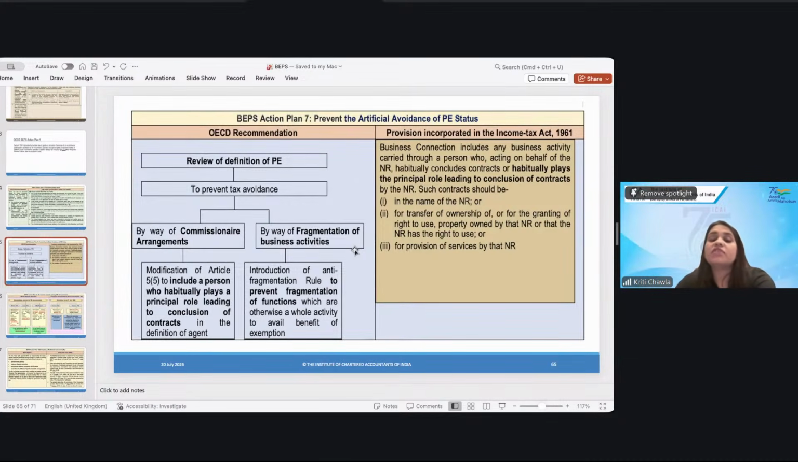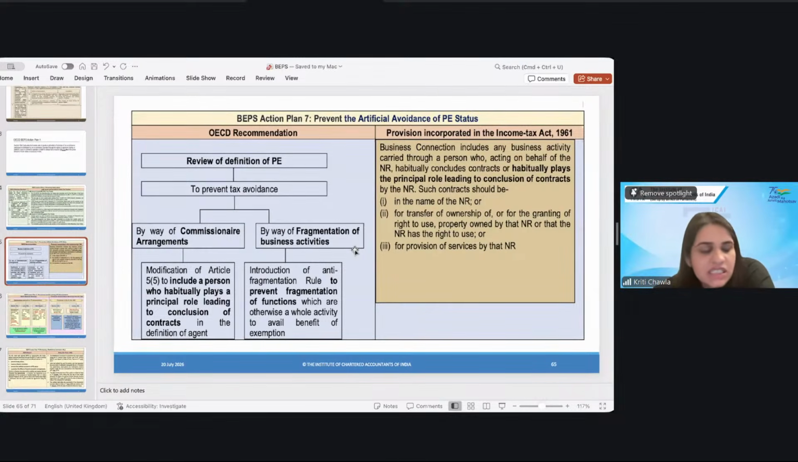And then they said that, by way of fragmentation of business activities, you should include an anti-fragmentation rule to prevent fragmentation of functions, which otherwise allows a whole activity to avail the benefit of exemption. Now, what was happening here was that if a particular activity is preparatory or auxiliary, then it's not going to constitute a permanent establishment. This is what we also read as specific exclusions from the permanent establishment definition.